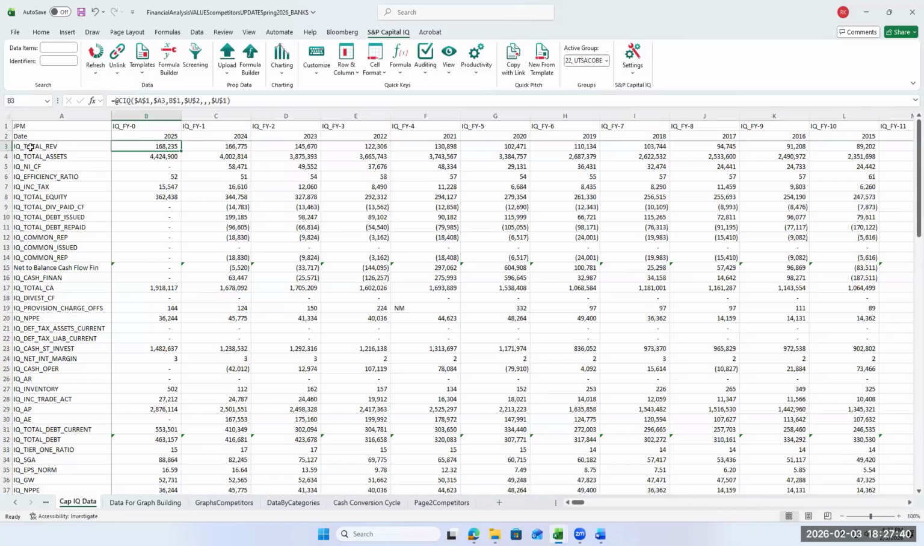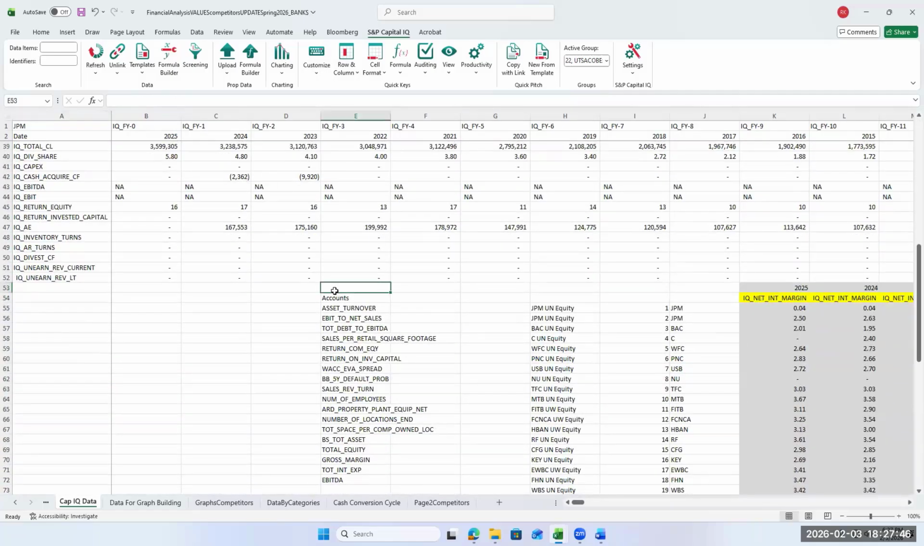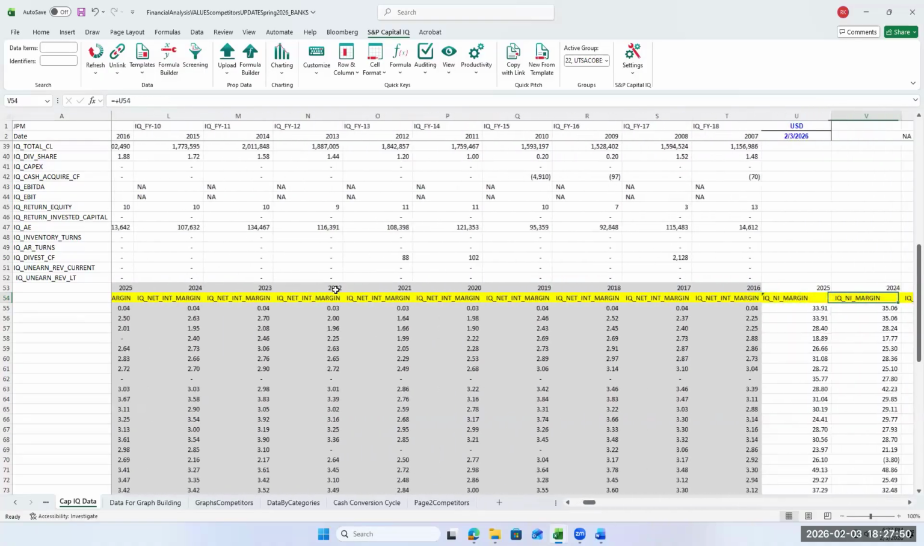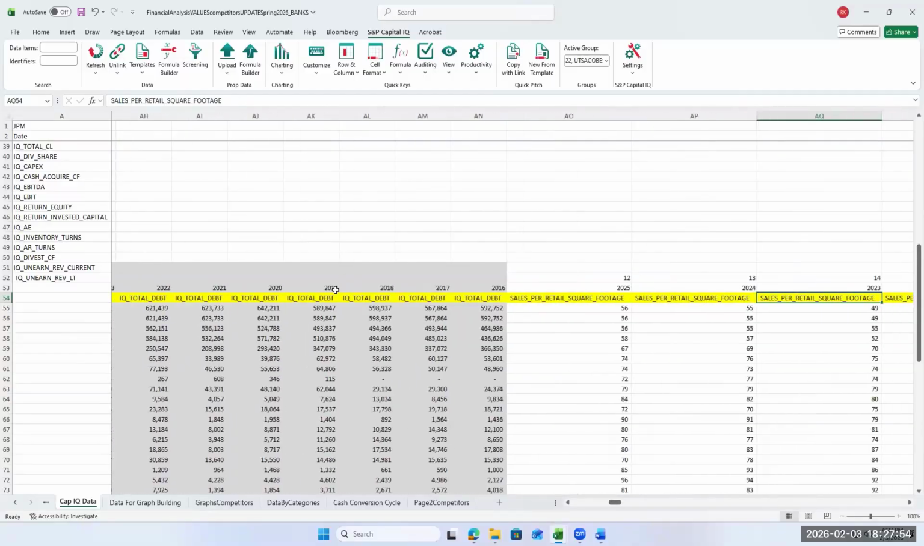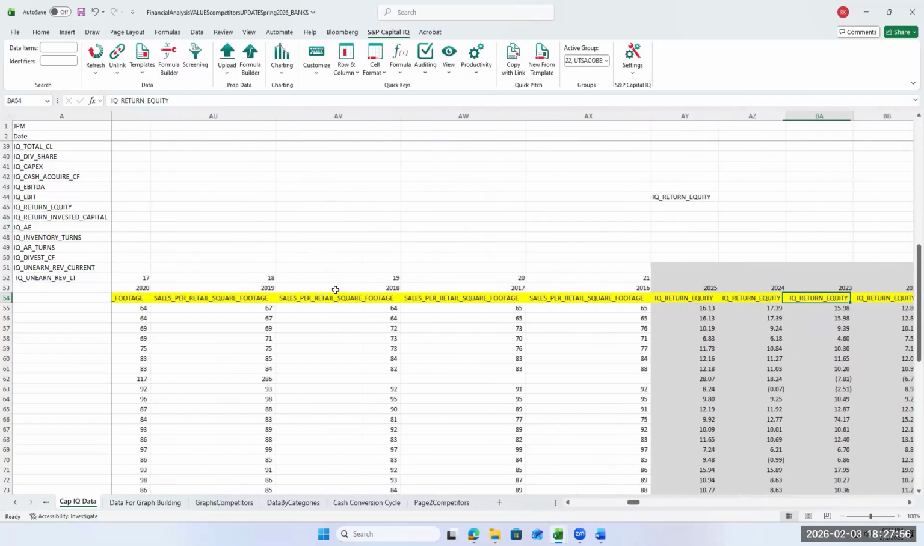Your company's up here starting in line 1. Any line you want to change, you can use Capital IQ to look for it. And then starting around line 53, going across, it's just the data for your industry. So you can change these different titles and bring in different information that you want to bring in.